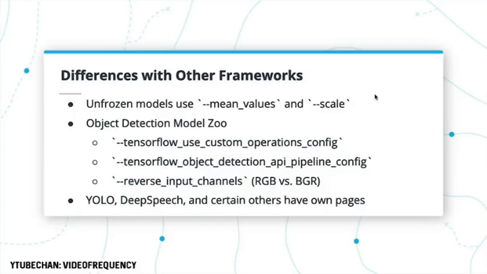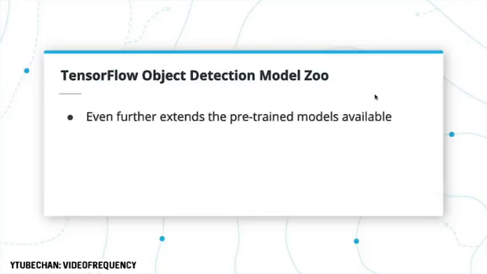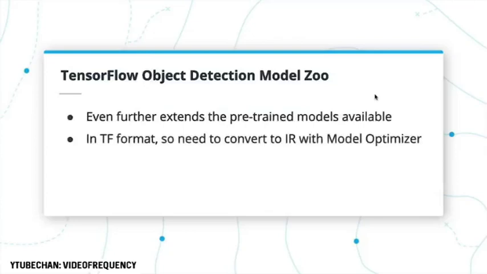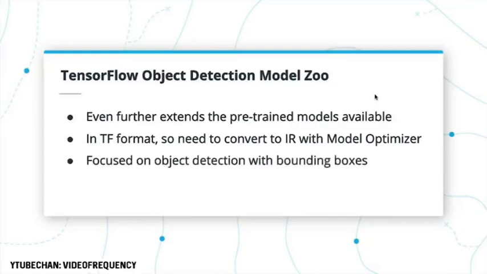Now, TensorFlow is really the more complicated of these frameworks to use with the model optimizer, just because of some of the complexities we saw earlier on. I wanted to take a quick moment to discuss the TensorFlow Object Detection Model Zoo. This can be used to even further extend the pre-trained models available to you. However, it's important to note that these are in the TensorFlow format, so they need to be fed to the model optimizer to get an intermediate representation. These models are just focused on object detection with bounding boxes, but there are plenty of different model architectures available. You will use one of these models in the upcoming exercise, and it's also linked below in the classroom.